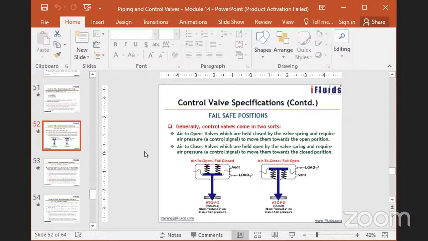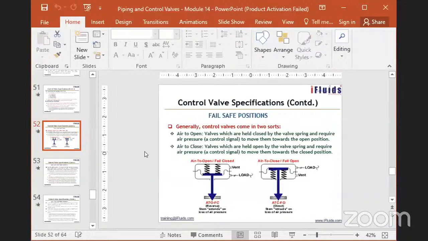Sir, a small request: can we have any presentation about utilities, like what you are telling about steam, fuel gas? Correct. There is a separate topic. I have more than 40 topics with me. Utilities is one topic.